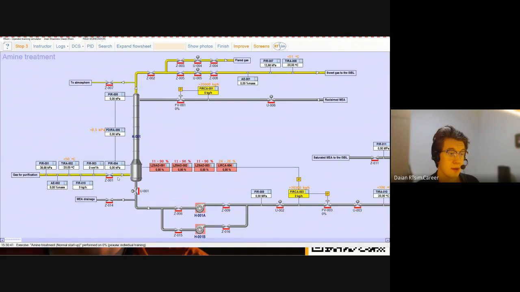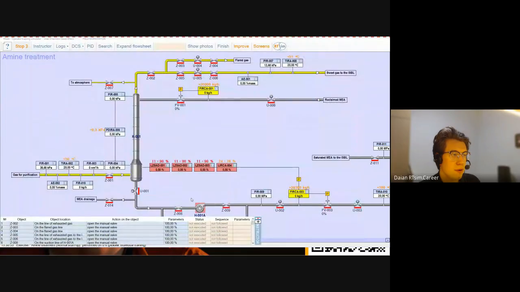During the normal startup of the amine treatment unit, we first prepare the lines. To do this, we open the manual valves. There are steps from 1 to 9 from our instructor. So let's click on the first step, and the sweet gas manual valve is highlighted on the screen, and we need to open it.